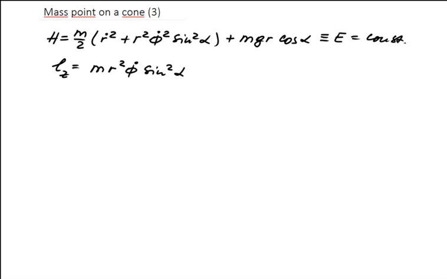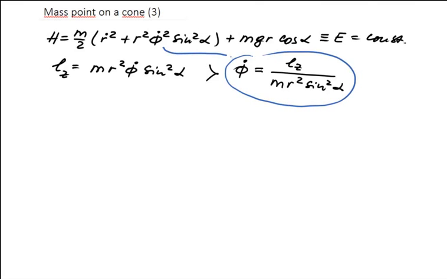What we can do is take the second equation and express phi dot in terms of L. We can write phi dot as L over m r squared sine squared alpha, and then insert this result up here in the expression for the Hamilton function.